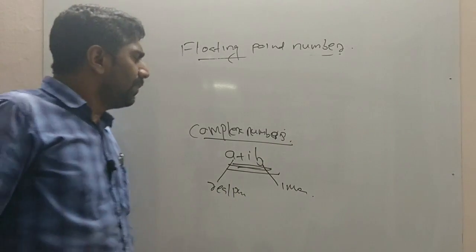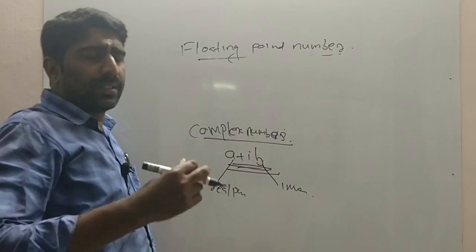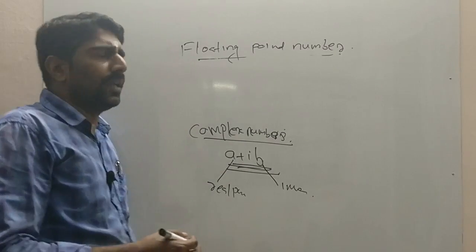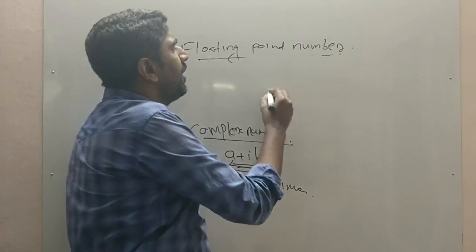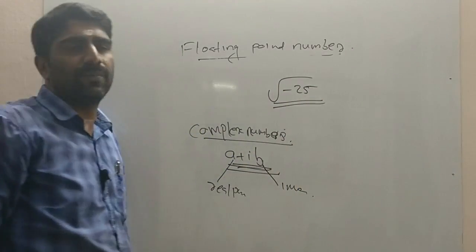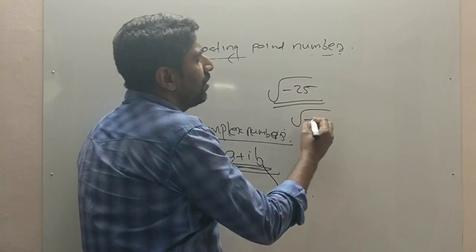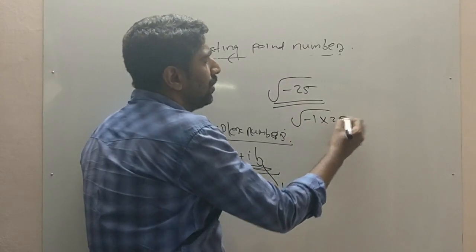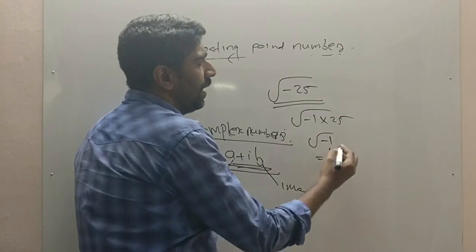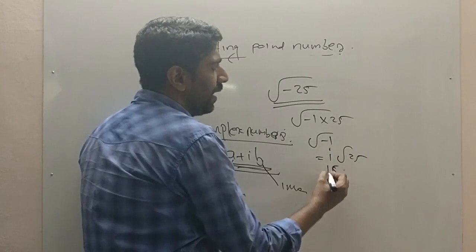See, complex numbers arise when we find the root, the square root, and a negative value comes. Suppose root of minus 25. How can we write it? Minus 1 into root 25. Then root minus 1 is called i, so it is i root 25, which is 5i, or i5.